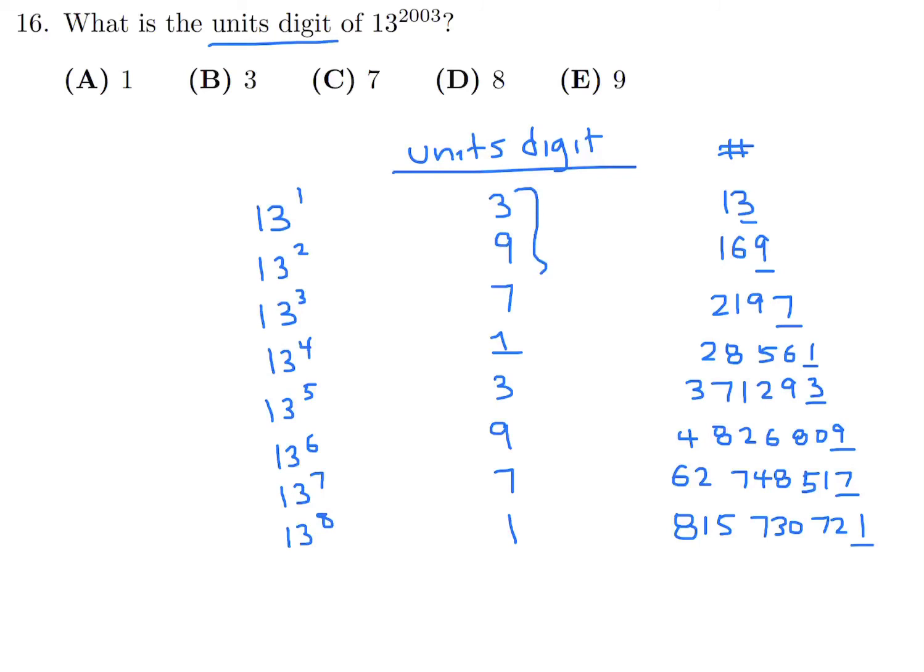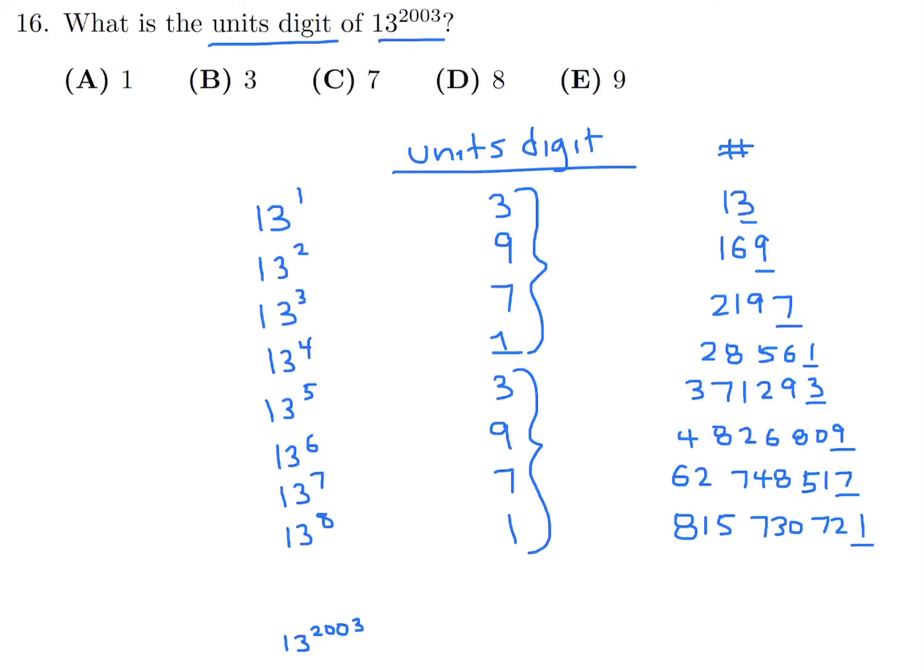It's right here. 3, 9, 7, 1, 3, 9, 7, 1. So that is the pattern. It just keeps repeating like that. So how do we figure out 13 to the power of 2003? That's great that we got this pattern, but how does it help us?